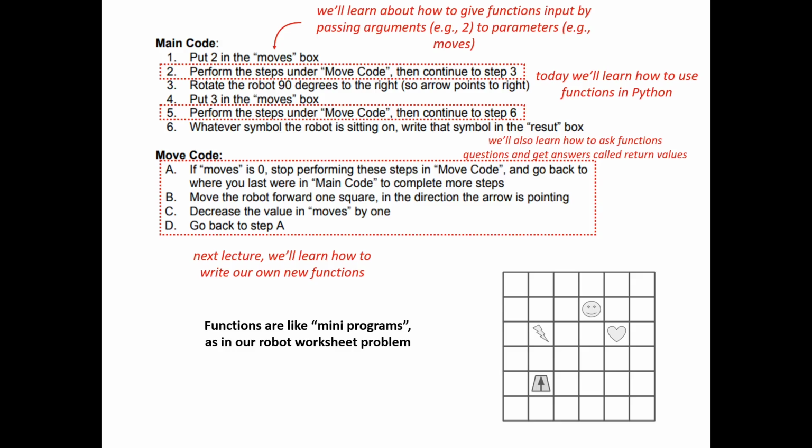Not all functions take arguments. We're also going to learn how to ask functions questions so they can return an answer. This move code function doesn't actually give us any response back. All it does is move the robot forward. But we just saw an example of that, the f of x function that we were looking at in Jupyter Notebook moments ago. We gave that a value x, and it returned a value for y. All right, later this week, we're going to learn to write our own functions, but today we're just going to focus on using existing functions.